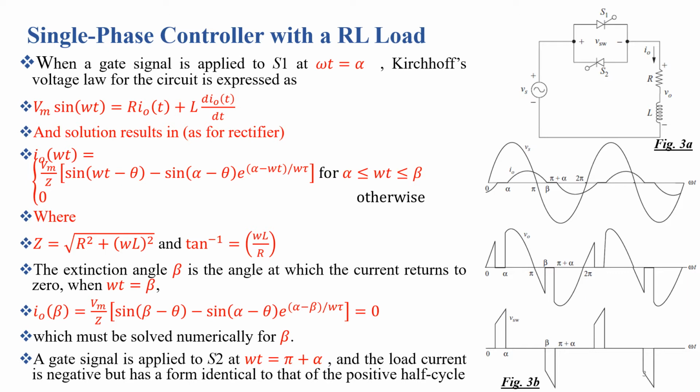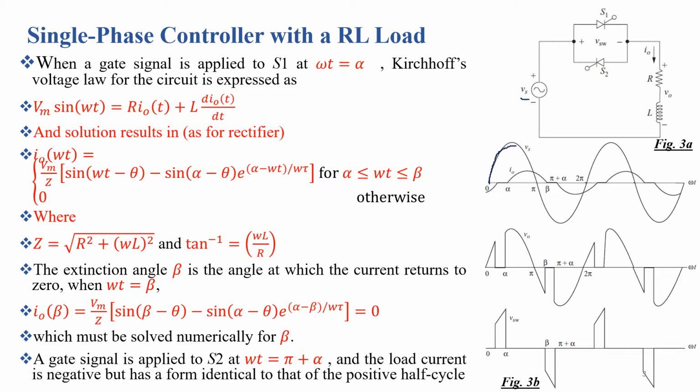Figure 3a shows the circuit diagram of the single phase bidirectional AC phase controller with RL load. In this figure, Vs is the input. The two thyristors S1 and S2 are used to control both the positive and negative half cycles of the input supply. We have an RL load and V0 is the output voltage.